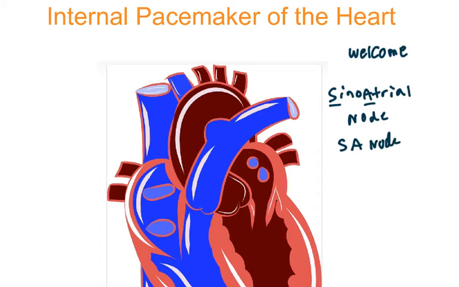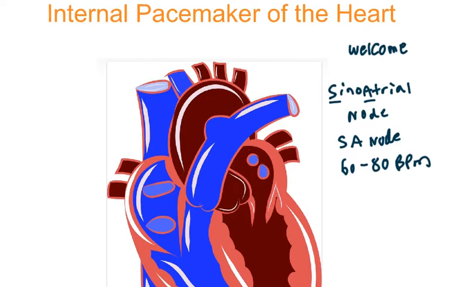The SA node is what sets the sinus rhythm, the regular heart rate, which is in the range of about 60 to 80 beats per minute. Other sources may say about 60 to 90, but we'll just keep it to 60 to 80. So it sets the sinus rhythm.